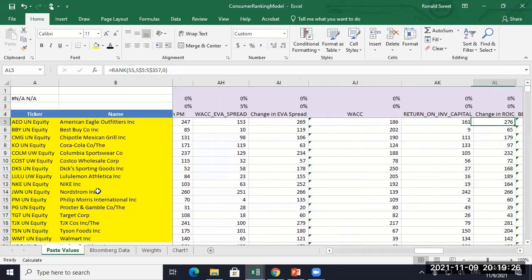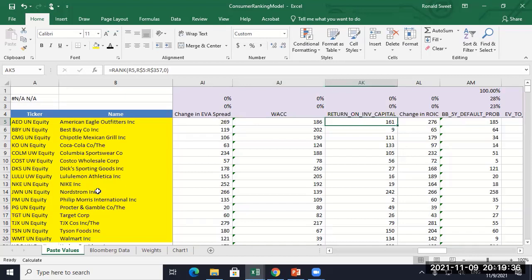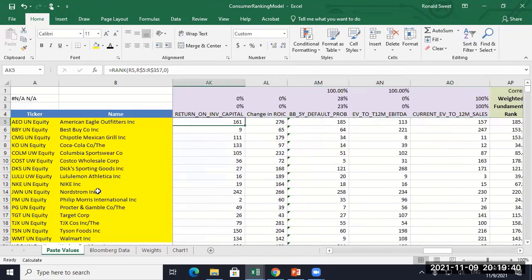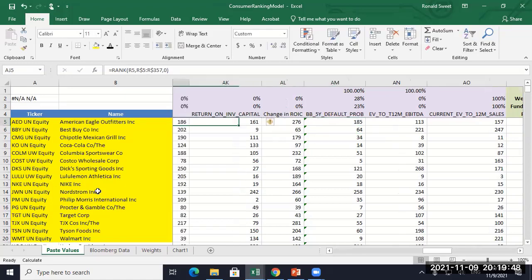WACC, I did comma 1 because WACC is your cost of capital. Higher cost of capital means riskier. I just got it in the wrong spot. I should put it over with risk. So I just messed that up. It didn't allocate anything into it. Anyway. Return on capital, change in return on capital, and then obviously your probability of default, higher is bad, so comma 1 on that. So I've got everything ranked.